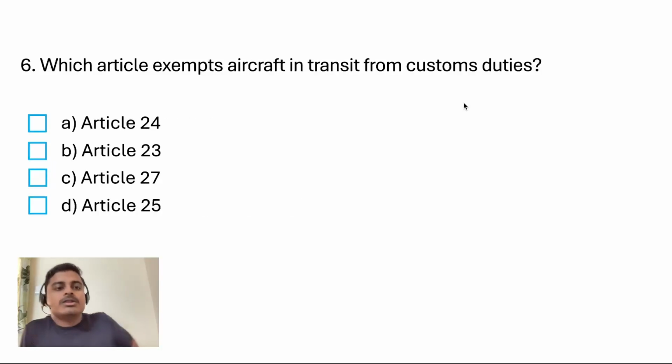Question number 6. Which article exempts aircraft in transit from custom duties? An aircraft in transit has the fuel, it may have its spare parts, and the aircraft itself. All these things are exempted from the custom duties. So the country where the aircraft is going to land cannot put custom duties on these parts or on the aircraft, because that aircraft is temporarily entering that country. So these custom duties are not applicable to that aircraft.